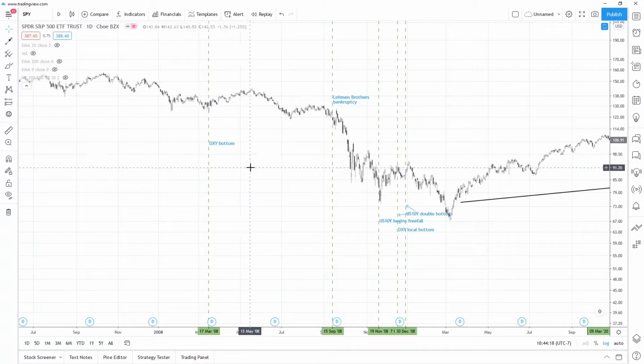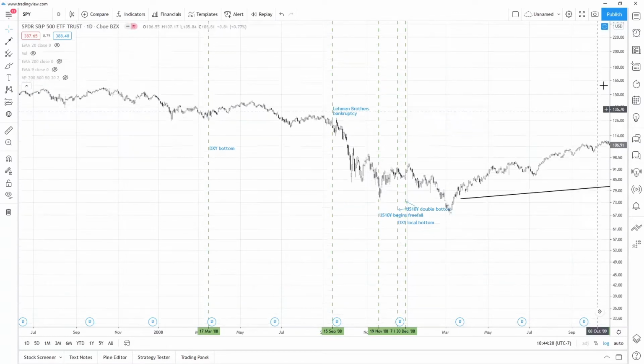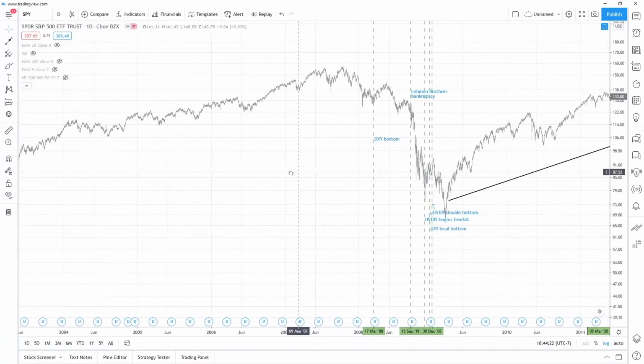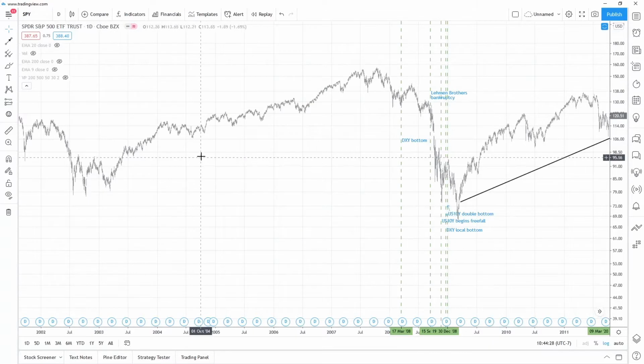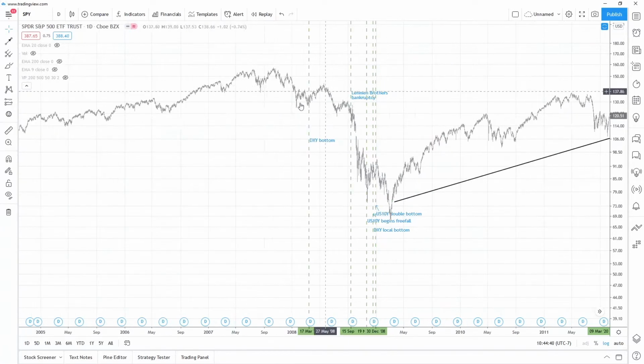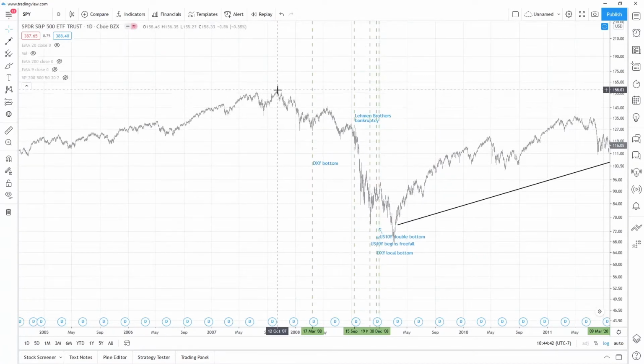This is a chart of the SPY, and you can see going into the great financial crisis, we basically had a market that was churning up since 2003. So a good 5 or 6 year bull market, and it peaked in October 2007.